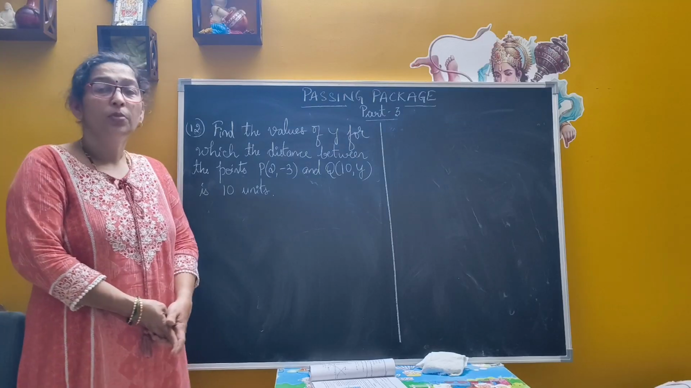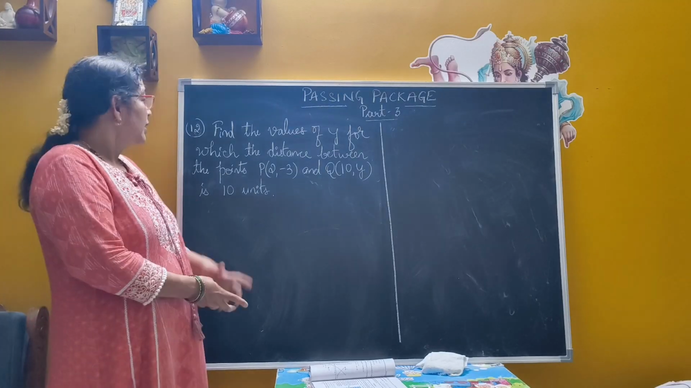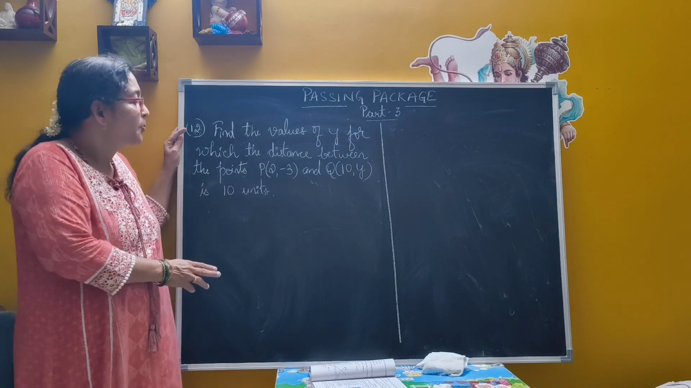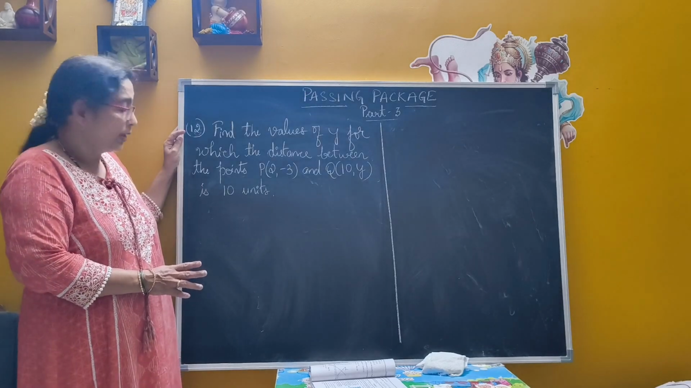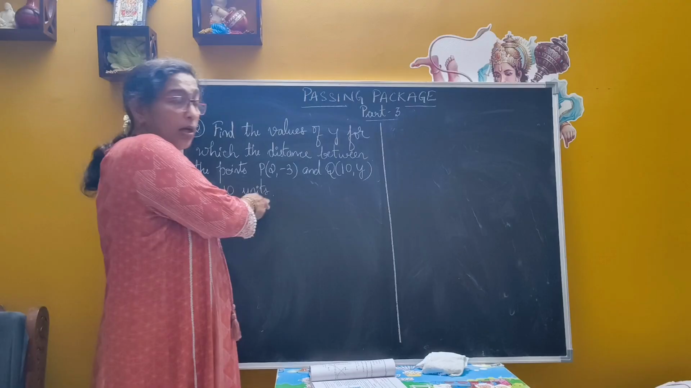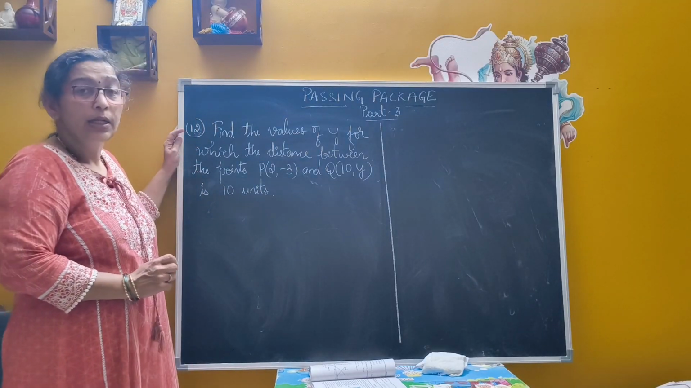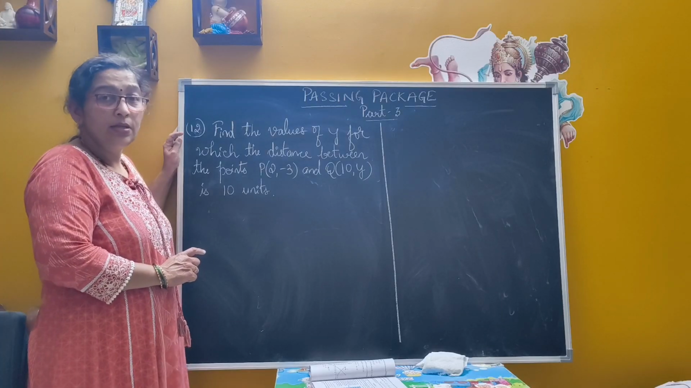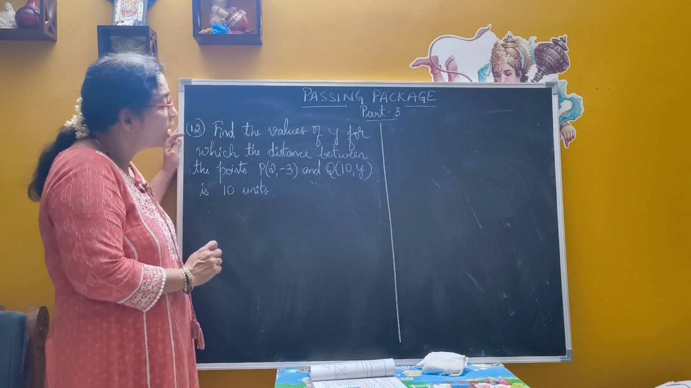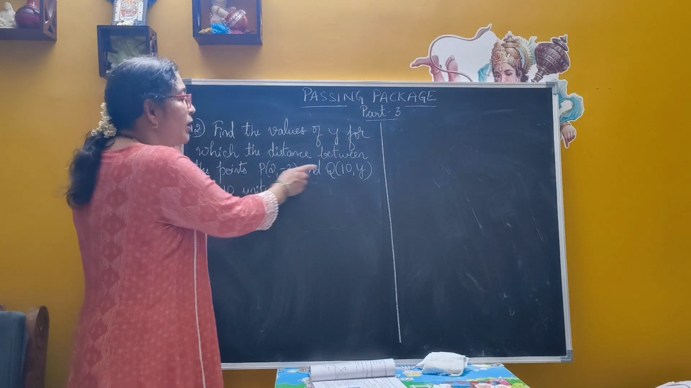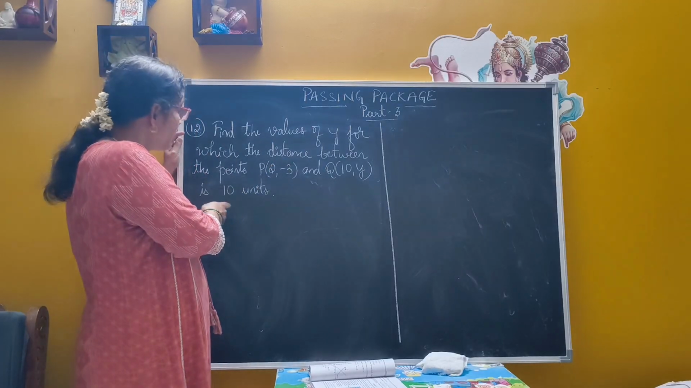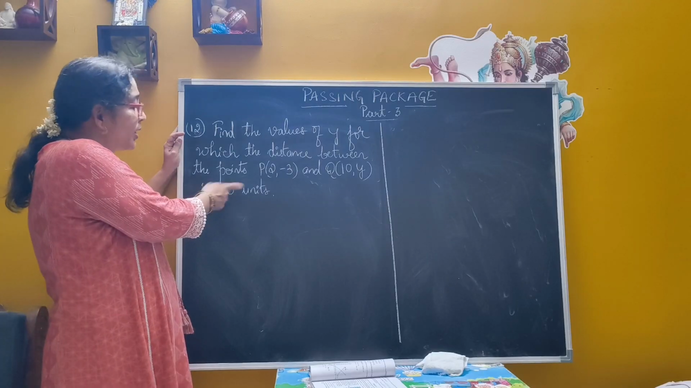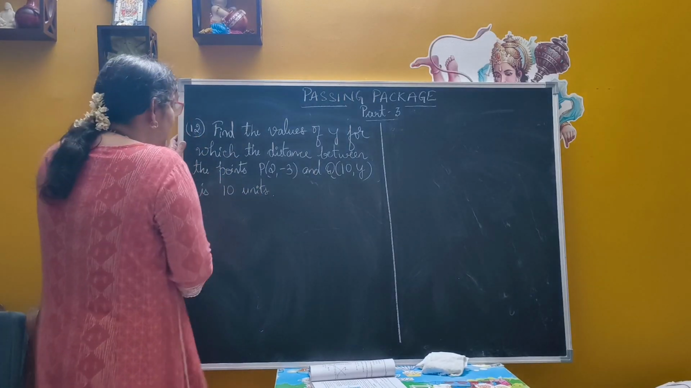Now next question is from the chapter coordinate geometry. That is, find the value of y for which the distance between the points P(2, -3) and Q(10, y) is 10 units. You have learned the distance formula. What is that? Distance between any two points is equal to square root of (x2 minus x1) whole square plus (y2 minus y1) whole square. Now here we have given 2 points P and Q. Use them. And the distance value is given, the numerical value is 10 units. Okay, so let us substitute now.